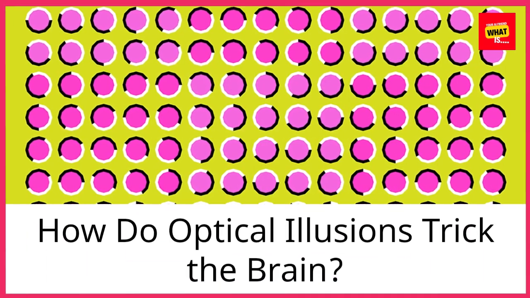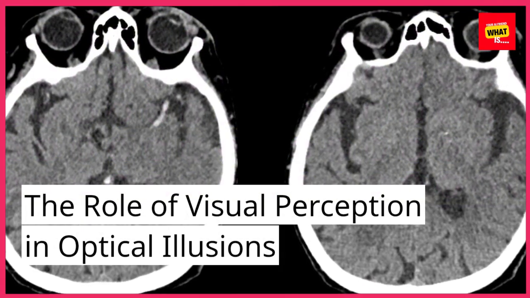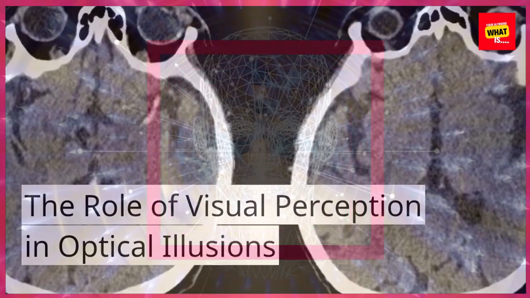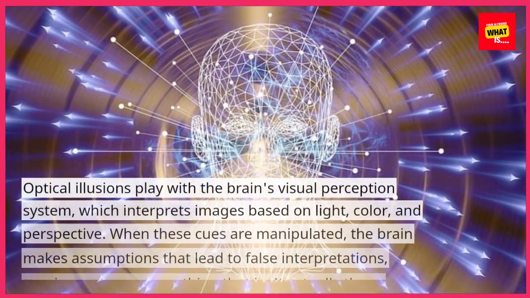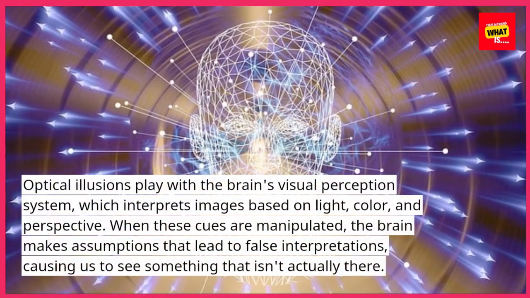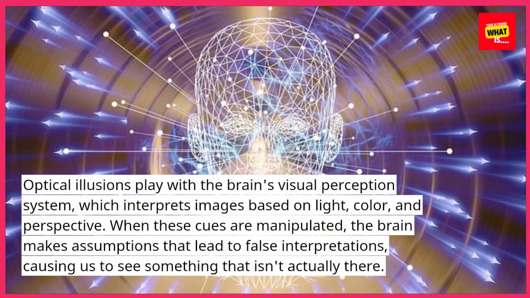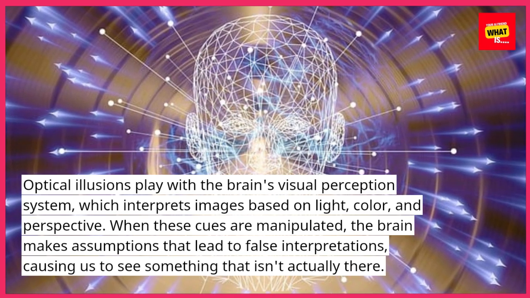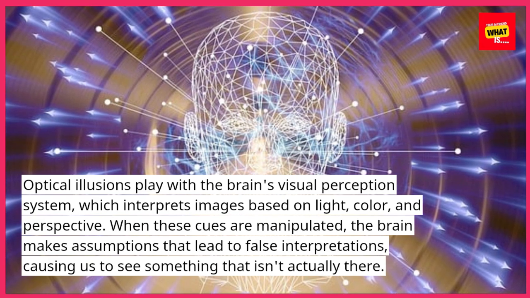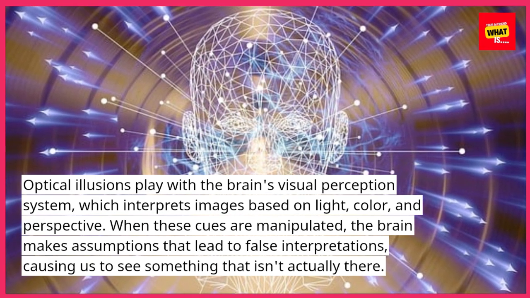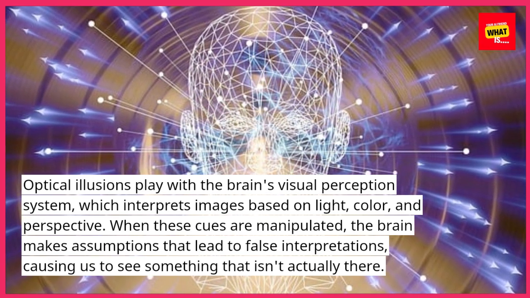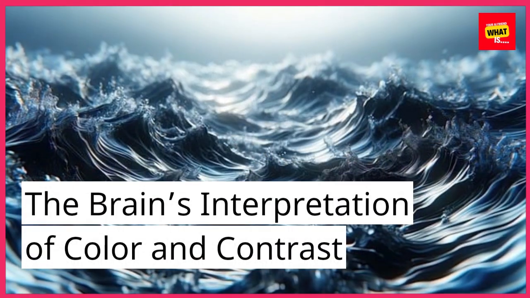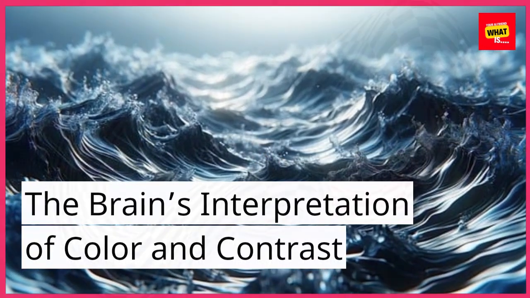How do optical illusions trick the brain? The role of visual perception in optical illusions. Optical illusions play with the brain's visual perception system, which interprets images based on light, color, and perspective. When these cues are manipulated, the brain makes assumptions that lead to false interpretations, causing us to see something that isn't actually there.